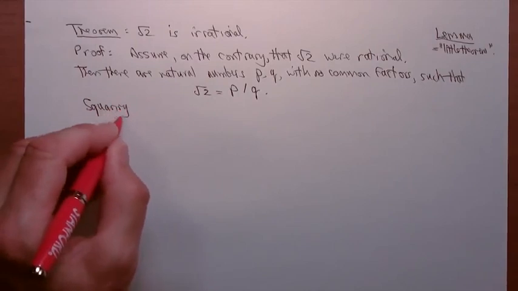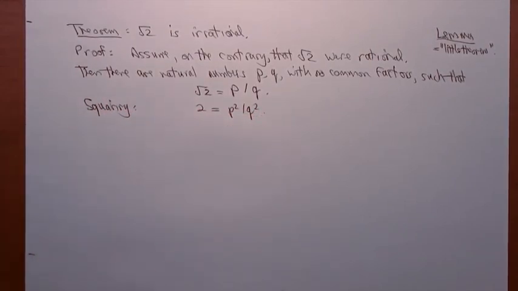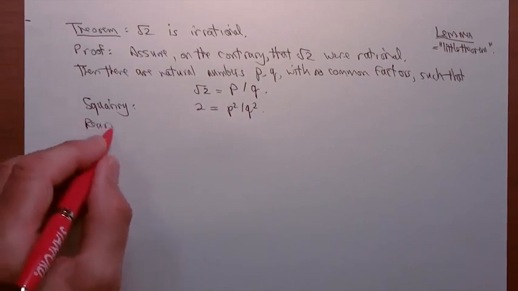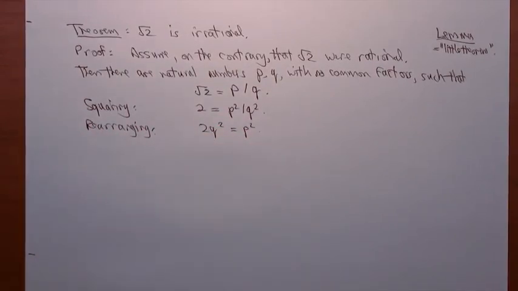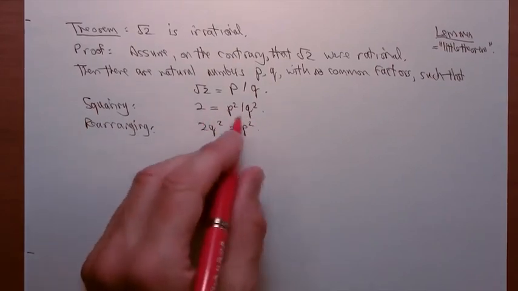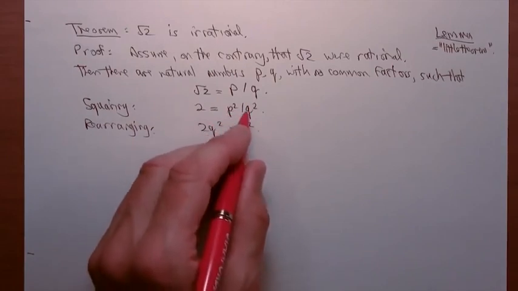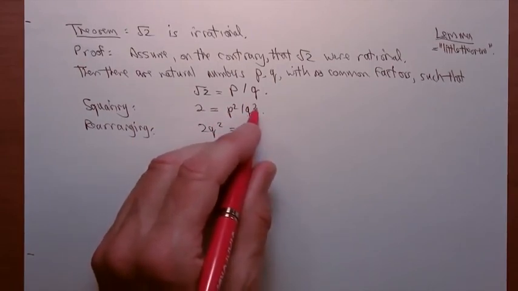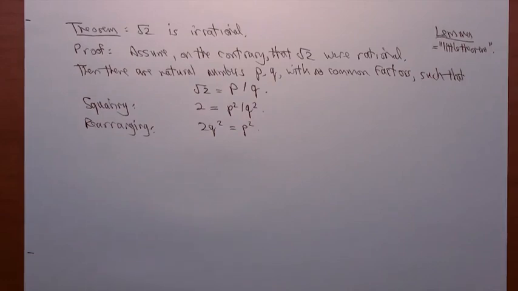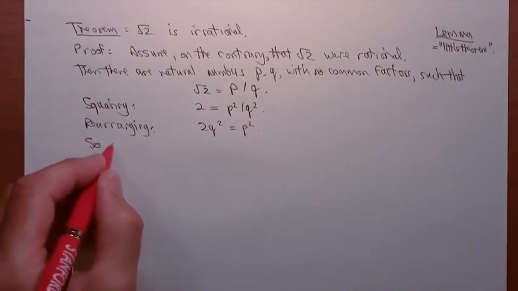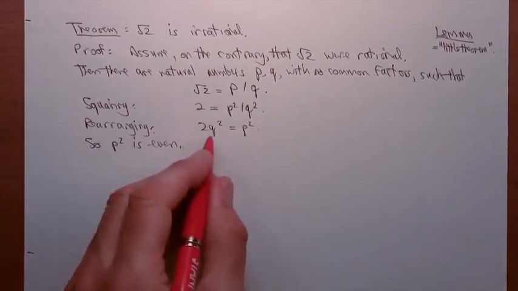Well, squaring that equation gives me 2 equals p squared over q squared. Rearranging, I get 2q squared equals p squared. I multiply both sides by q squared, that gives me a 2q squared on the left, and then when I multiply the right by q squared, it cancels that q squared and I'm left with a p squared. So p squared is even. It's equal to twice something.